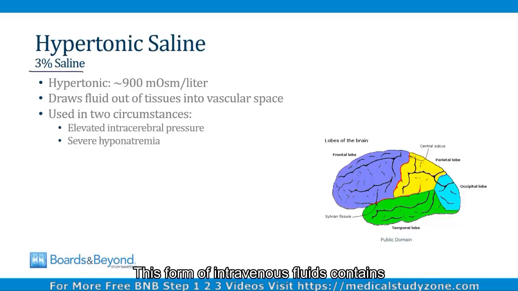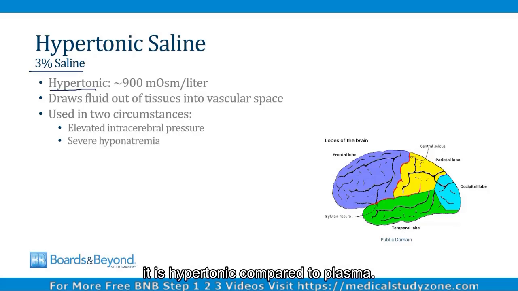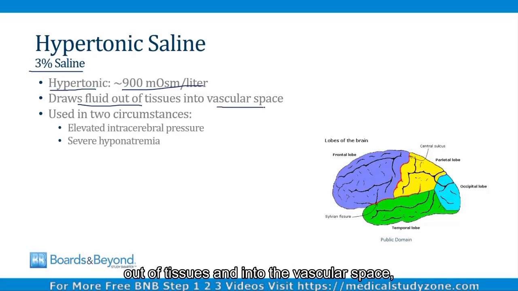Hypertonic saline is also called 3% saline. This form of intravenous fluids contains the highest concentration of sodium chloride that we use clinically. Because of its high concentration of sodium chloride, it is hypertonic compared to plasma. It has an osmolarity of approximately 900 milliosms per liter. Because its osmolarity is so high, it will tend to draw fluid out of tissues and into the vascular space.